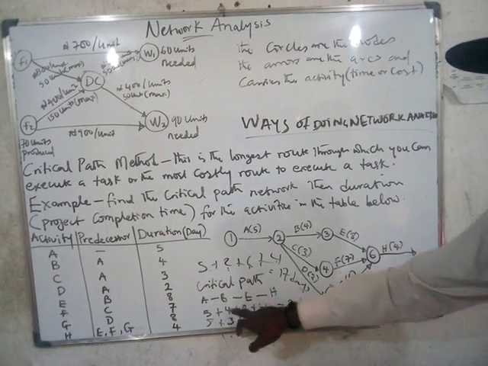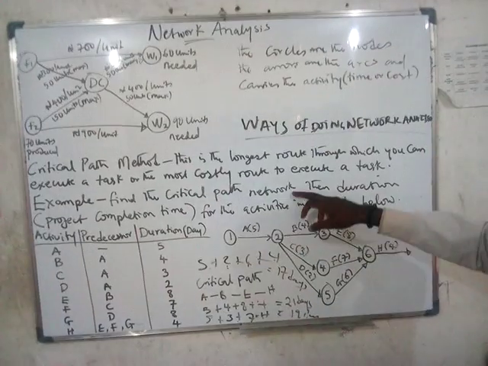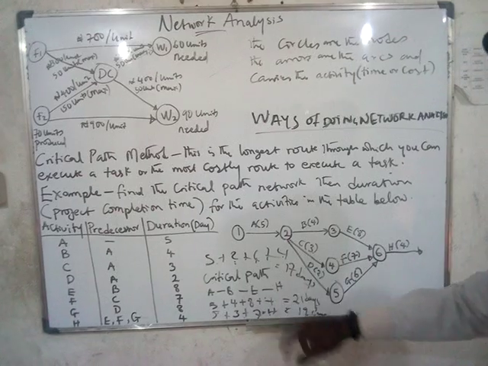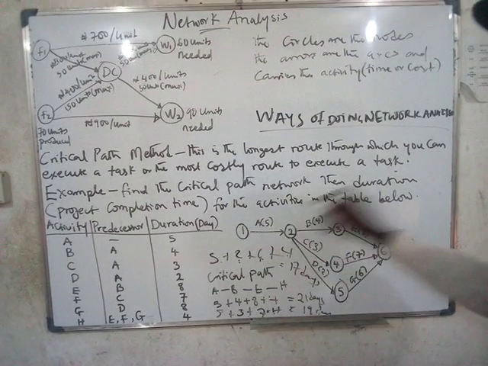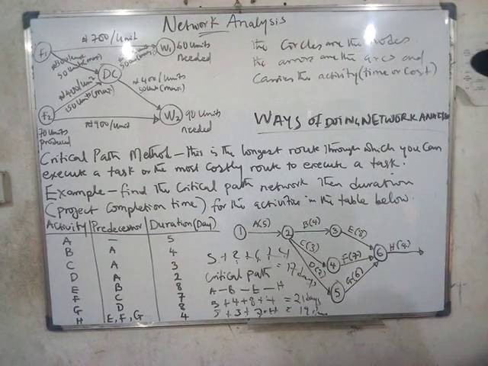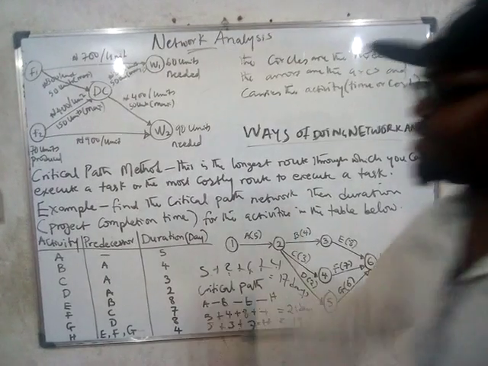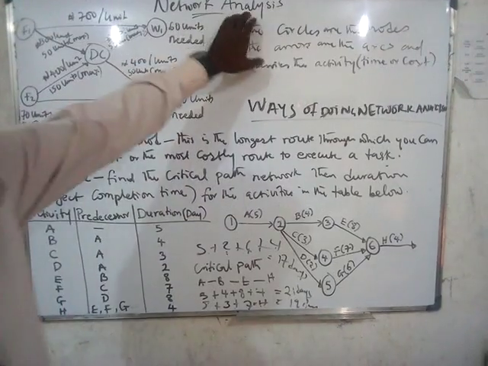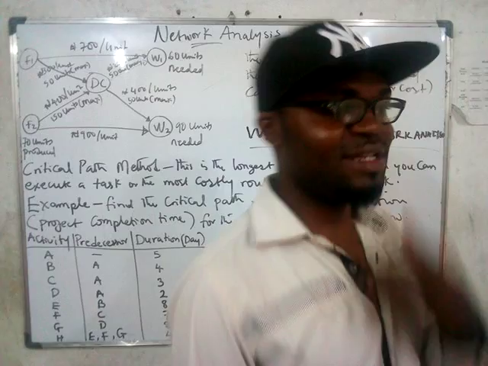So the longest route is A, B, E, H. So if they tell you to find the critical path network, the critical path, the longest path, is A, B, E, H, which is the longest. And the longest duration, the project completion time, is 5 plus 4 plus 8 plus 4, which is 21 days. And that solves this problem. So that's how you do critical network analysis using the method known as the critical path method. So that is network analysis.